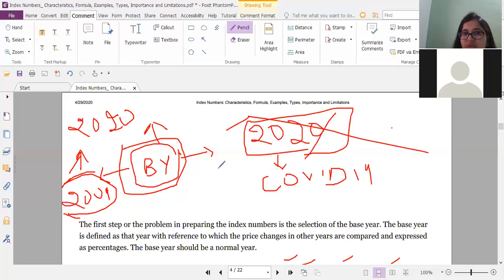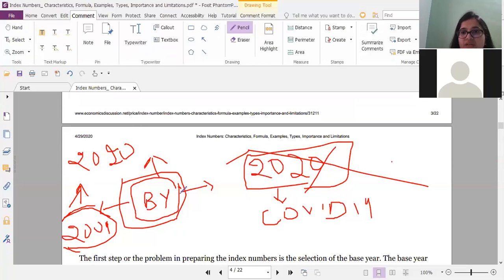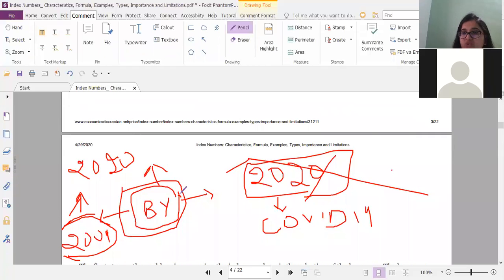And how do you choose a base year? You choose a base year, the year which is a normal year in the economy, right? That means there shouldn't be any disaster or famine or flood like this, right? It should be very normal and a good year wherein all the economic activities are doing really good. That year can be chosen as a base year, right?